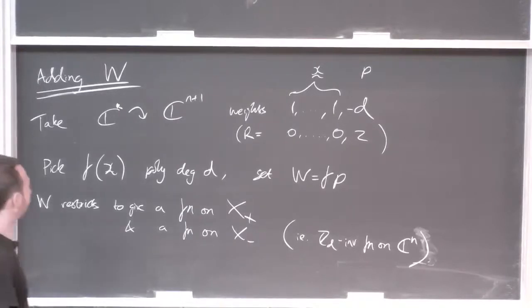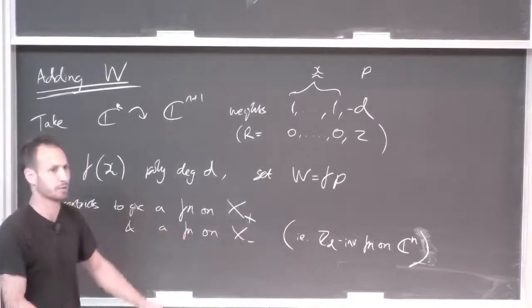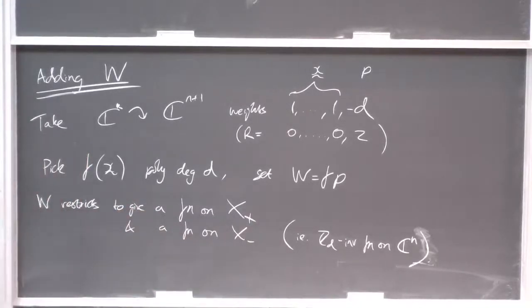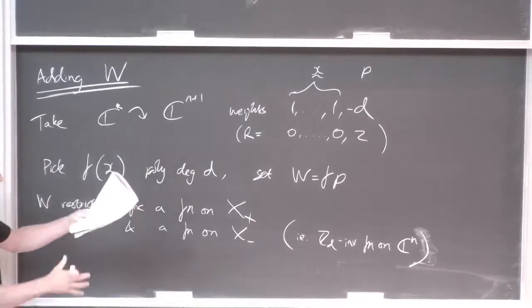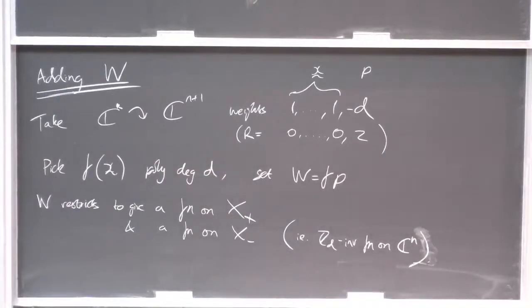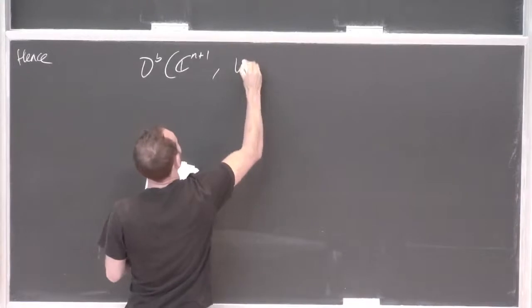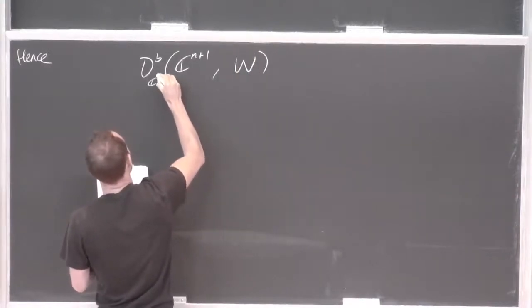OK, so now we have two Landau-Ginzburg models, x plus with this function W and x minus with this function W. And we also have this C star equivariant Landau-Ginzburg model, where we didn't delete anything, we just work on the vector space. So I have categories of matrix factorizations for all three of these guys. So I could just work on Cn plus 1 with the function W, and I could insist on working C star equivariantly.